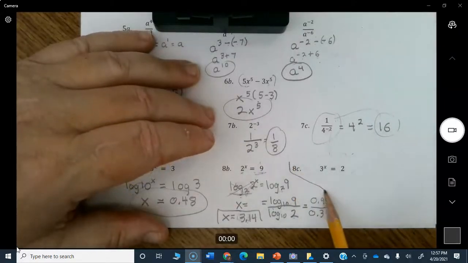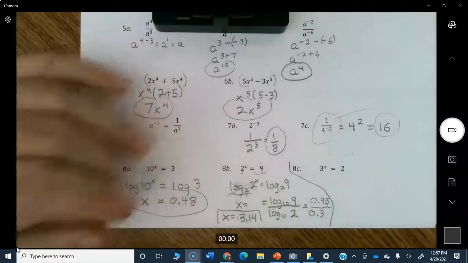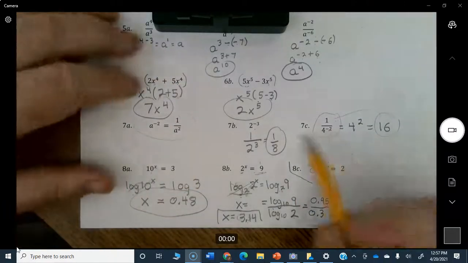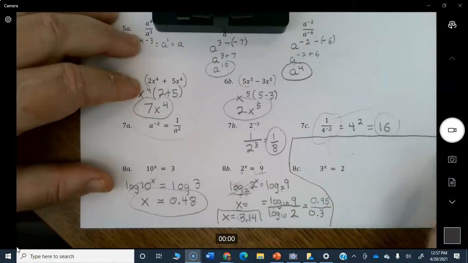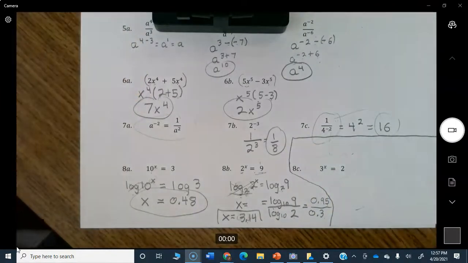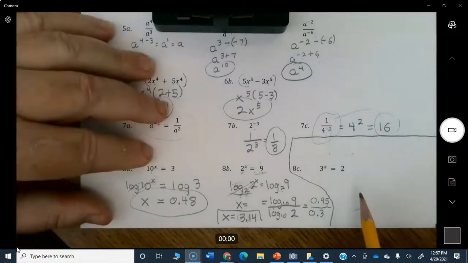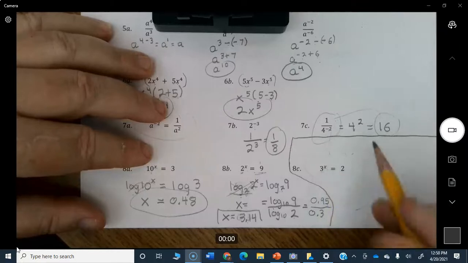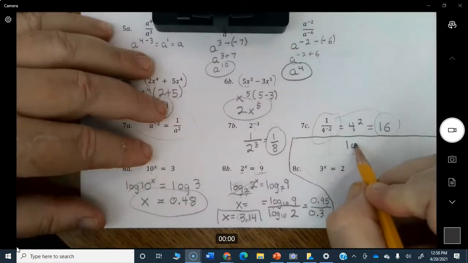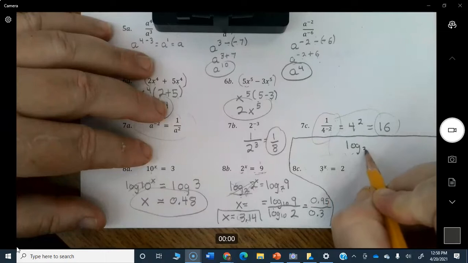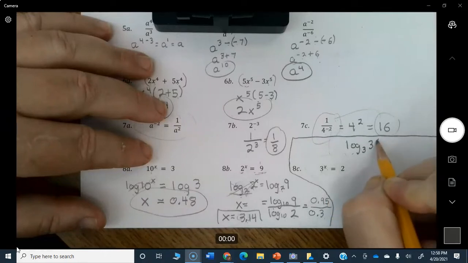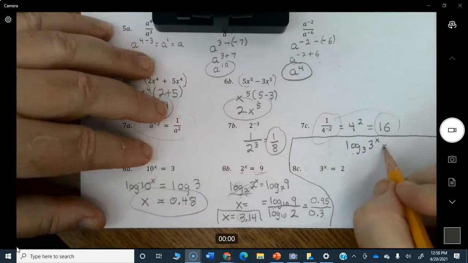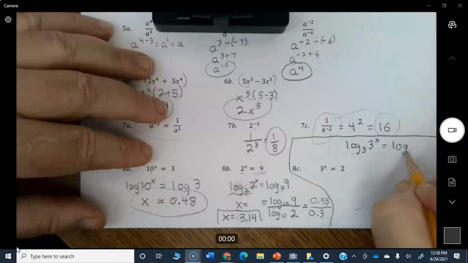I am going to do all of them on this assignment. Okay, and I'm going to try to get as much space as I can. So all of that space is for this problem. Okay, so what did we have to do? We had to get this x out by taking the inverse here. So 3 raised to the x. So what we're going to do is take log of base 3 of 3 to the x. And that's going to equal log of base 3 of 2.